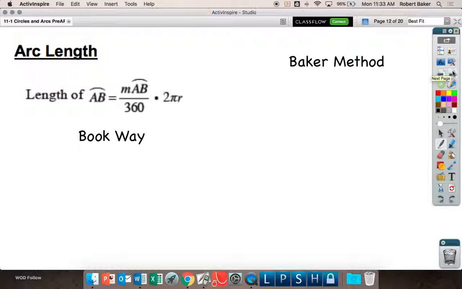Okay, all that for this. Here we are. Why we're actually doing this. Now we're going to find the length of an arc. The length of it, not the angle measurement, but the length of it.